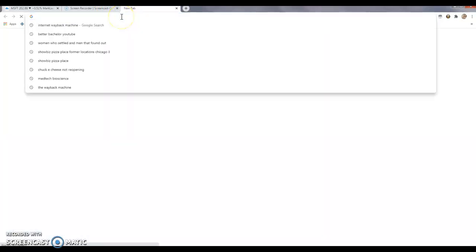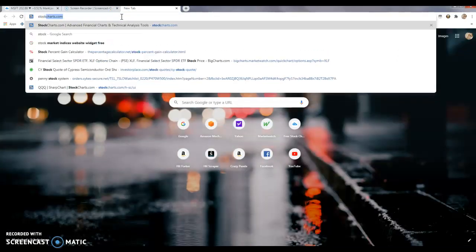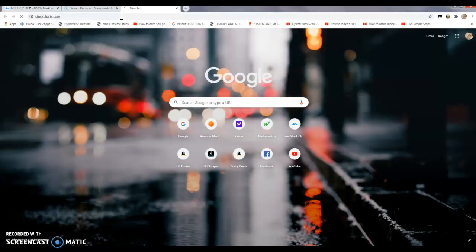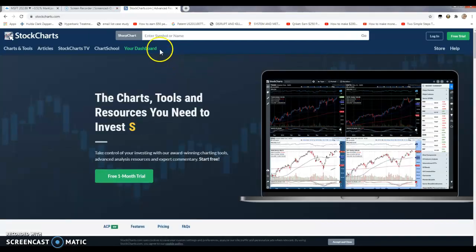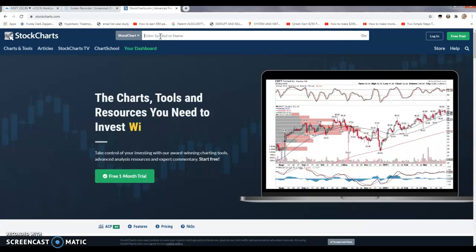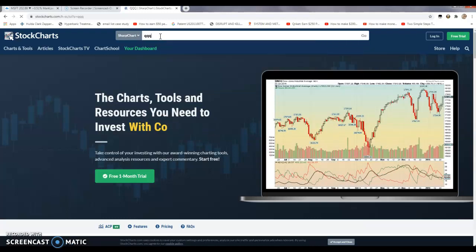There's a site called StockCharts. Type that in. Stockcharts.com. And when you go to that site, this is what you get. Let's let this load. What you do is you enter a symbol name. In this case, we're looking to see what the market's going to do. So we type in QQQ.